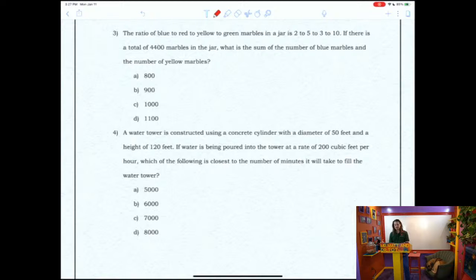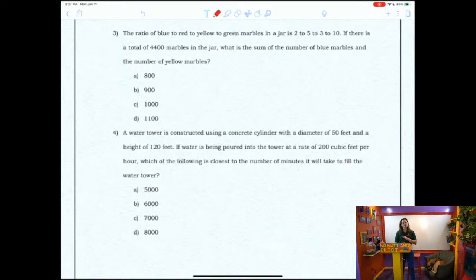Number 4 asks, a water tower is constructed using a concrete cylinder with a diameter of 50 feet and a height of 120 feet. If water is being poured into the tower at a rate of 200 cubic feet per hour, which of the following is closest to the number of minutes it will take to fill the water tower?